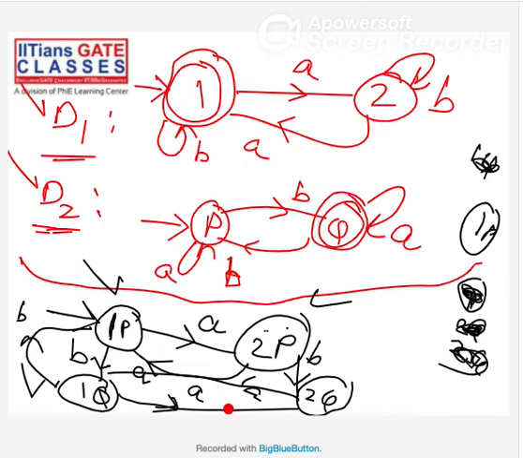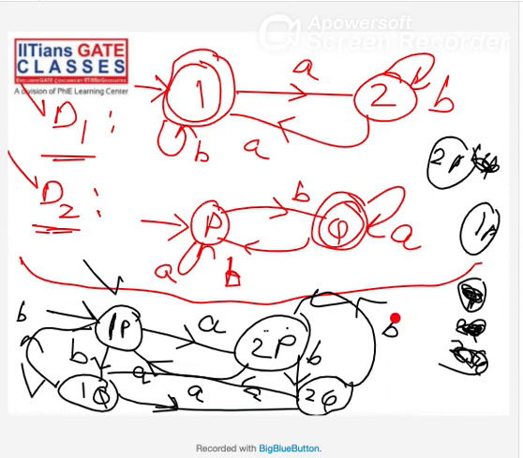Anyway, there is a lack of space here, but you know that from 2q you will go to 1q on symbol A. And from 2q, where will you go on symbol B? You can see from 2q on symbol B, this 2 will go to 2, and this q will go to P. So you will go to 2P on symbol B. This is how you can construct a product automata.